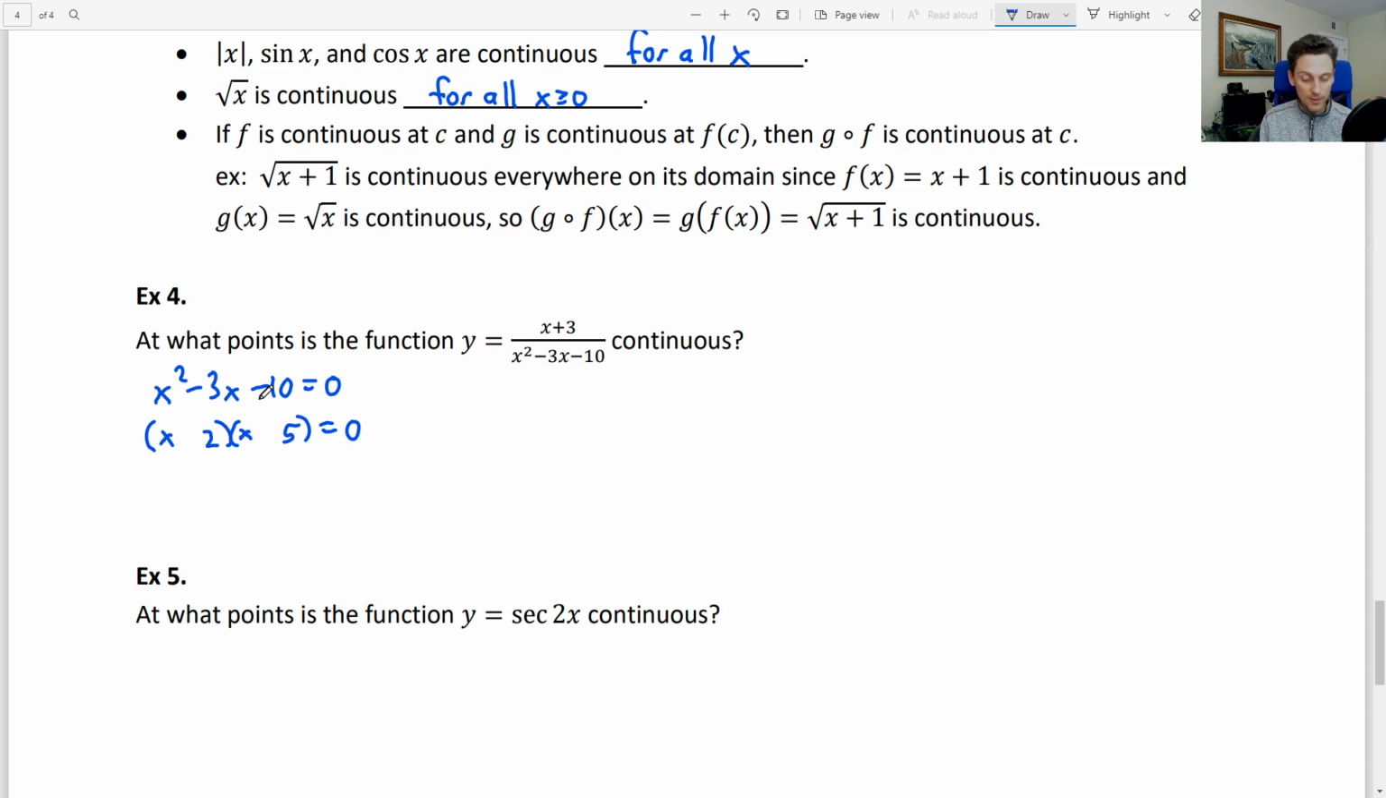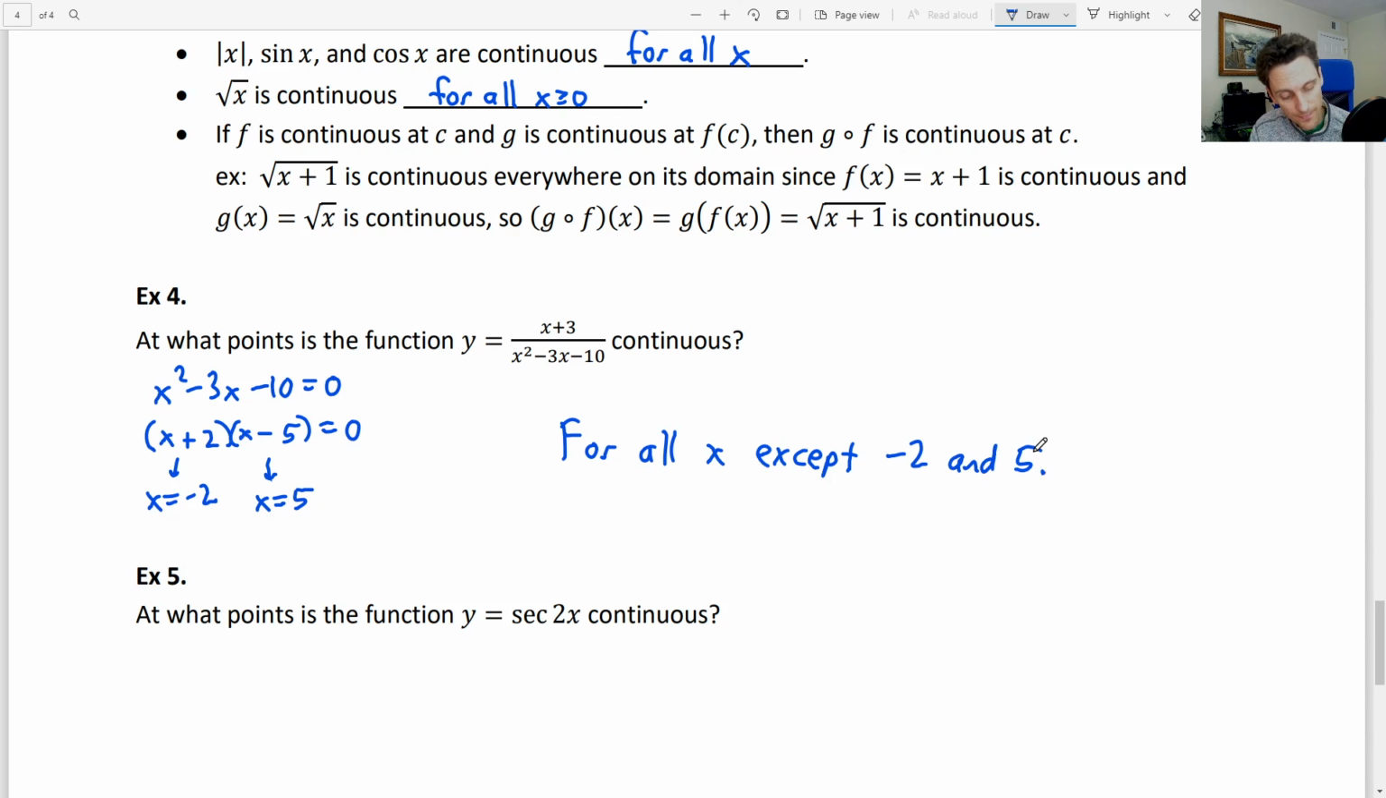So to figure that out, we're going to factor x squared minus 3x minus 10, and we'll get a positive here and negative here. So x equals negative 2 and x equals 5. These are the two places where the bottom is 0, and therefore the function is undefined, and therefore discontinuous. So where is the function continuous? Well, it's going to be for all x except negative 2 and 5.